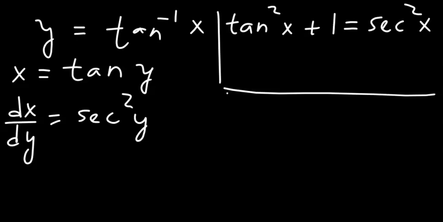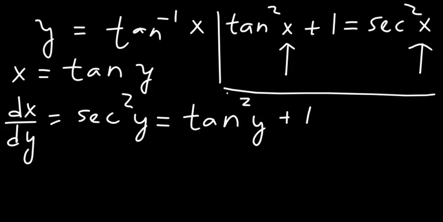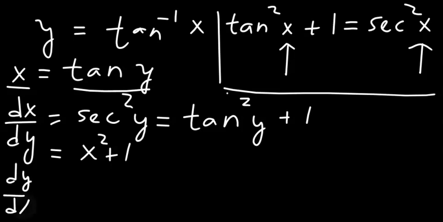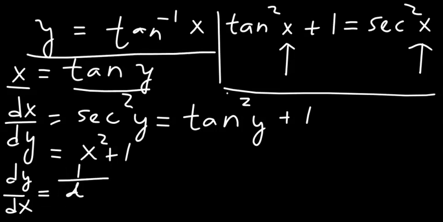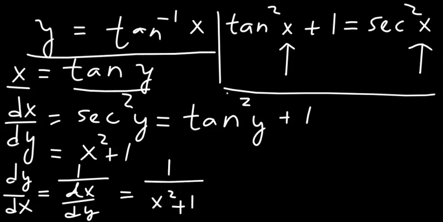x. Of course, this identity is true for x, for y, for any variable. So I'm going to rewrite secant squared in terms of tangent squared, and it will simply become tangent squared y plus 1. Now simply replace tangent y with x, and you get x squared plus 1. Since we are interested in dy dx, because y is that, and remembering dy dx is 1 over dx dy, which we have already found, we get dy dx to be 1 over x squared plus 1.